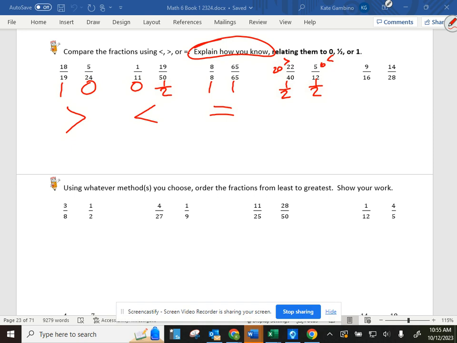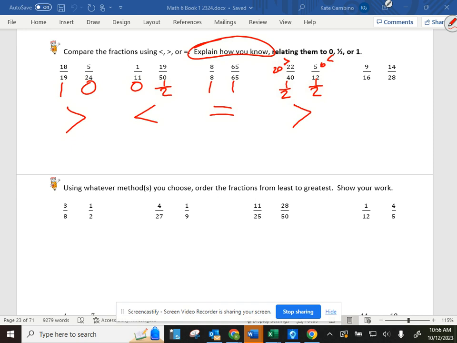So do we know which one is the bigger number? Which one is bigger, Melanie? 22/40, because it's bigger than a half, whereas 5/12 was less than a half. So 22/40 is our bigger number. So even though they both are close to a half, you have to look, is it just less than a half or is it just bigger than a half?